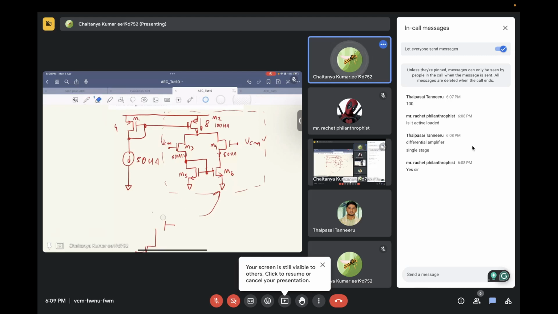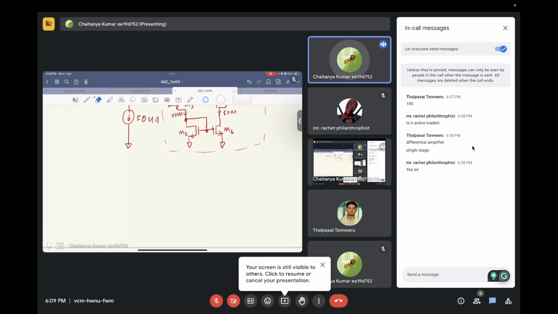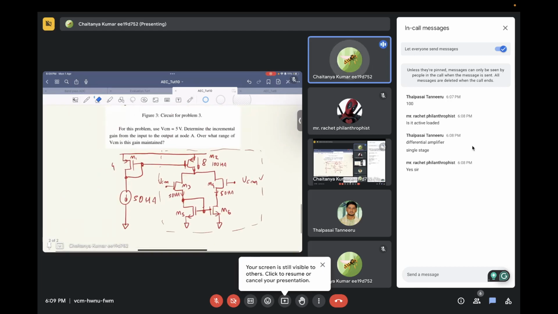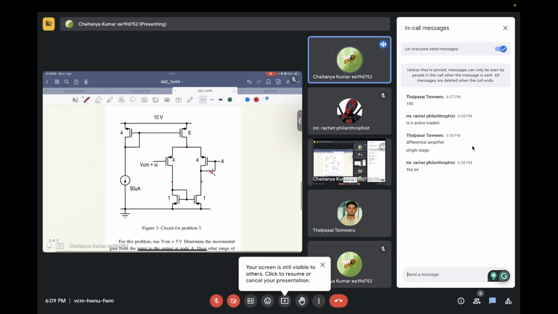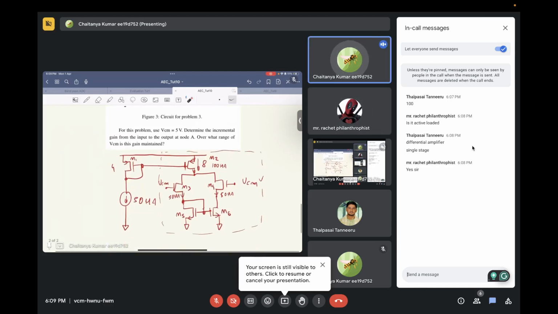Now, is there some lambda given for these two transistors in the question? No, sir. Zero. No lambda, right? So what will be the gain of this differential to single-ended structure?